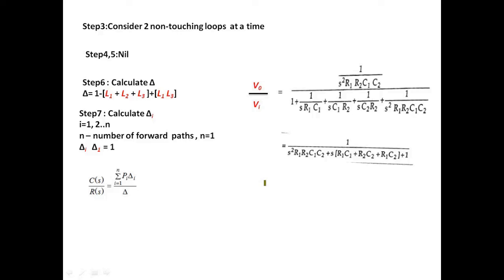So this procedure is pretty simple. Making use of the Mason gain formula, we can transform our electrical network into a simplified signal flow graph, and we can make use of Mason's gain formula and calculate the transfer function very easily.